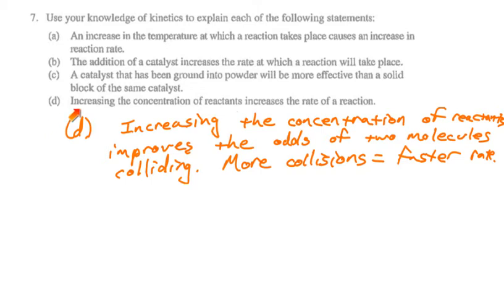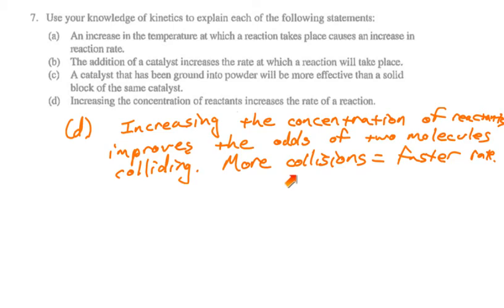And in D, increasing the concentration of reactants increases the rate of reaction. And this is pretty similar to what we saw in the previous problem. Increasing the concentration of reactants improves the odds of 2 molecules colliding. So we're going back to collision theory. You notice the orientation thing should not play a role here, because having more is not going to improve the odds of them colliding with the correct orientation. So more collisions equals a faster rate. I use this sort of shortcut away here again.